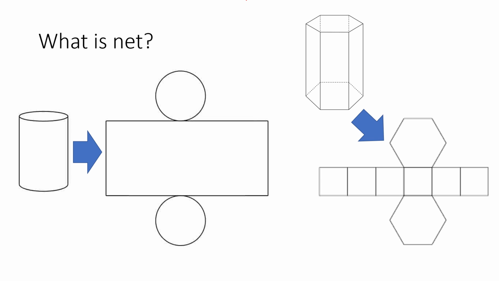So I hope all of you can see that for all cylinder and prism, it is just their bases plus the rectangle. For the rectangle, the breadth is the height of the cylinder or prism, while the length is the perimeter.